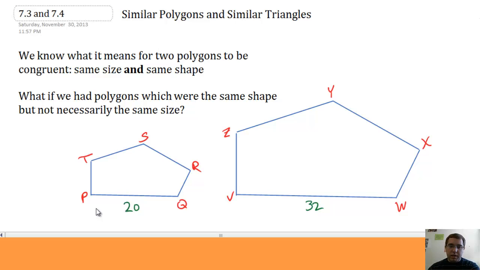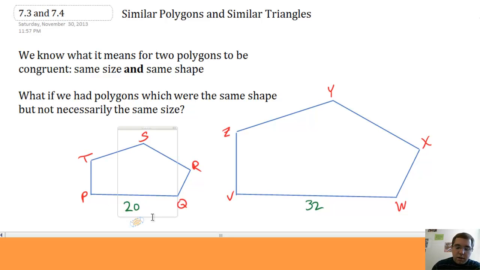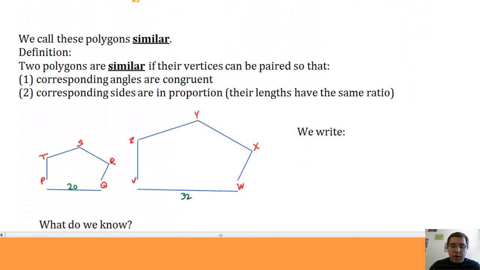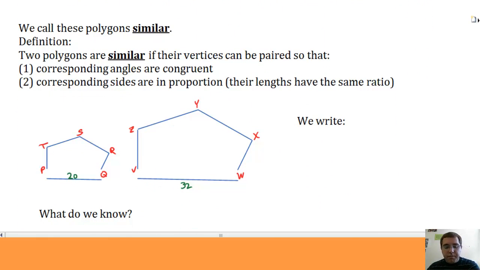Take these two pentagons here. They are the same shape, and if we measured all the angles, we would see all the angles are the same measure, but they're clearly not the same size. We know that because PQ is 20 and VW is 32. They're clearly not the same size. So what do we call these shapes then? We call these polygons similar.